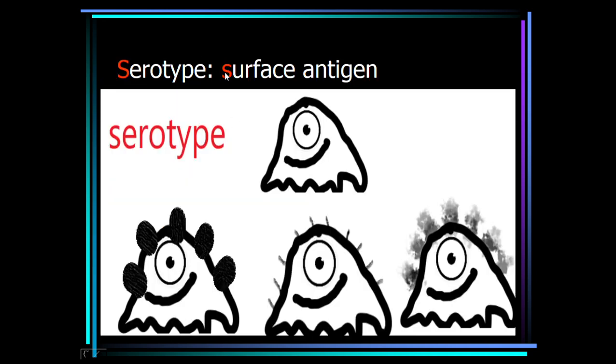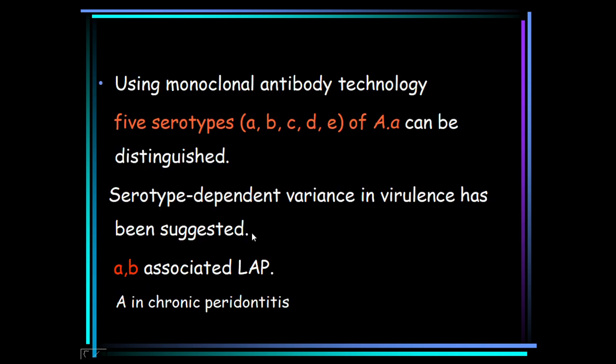Serotype means surface antigen. The outer surface of the bacteria is of different types, and on the basis of their surface characteristics, the bacteria have different serotypes. That means on the basis of different surface antigens and surface properties, the bacteria is further classified as serotype A, B, C, D. So A and B cause localized aggressive periodontitis and A is seen with chronic periodontitis.